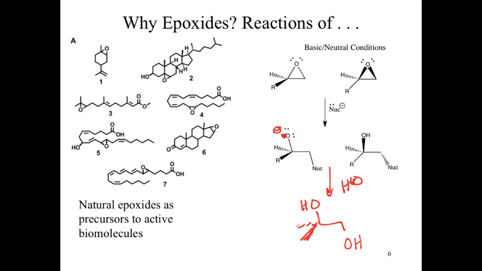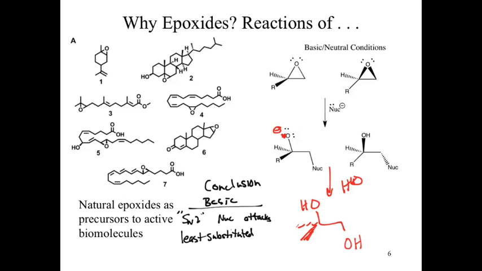So let's run through a brief summary, because I don't think I've got a conclusion slide on this. So conclusion for basic conditions, we run what I would call an SN2 kind of type substitution. Our nucleophile attacks the least substituted carbon. Okay, kind of an important conclusion for our basic conditions. And why might we say that?